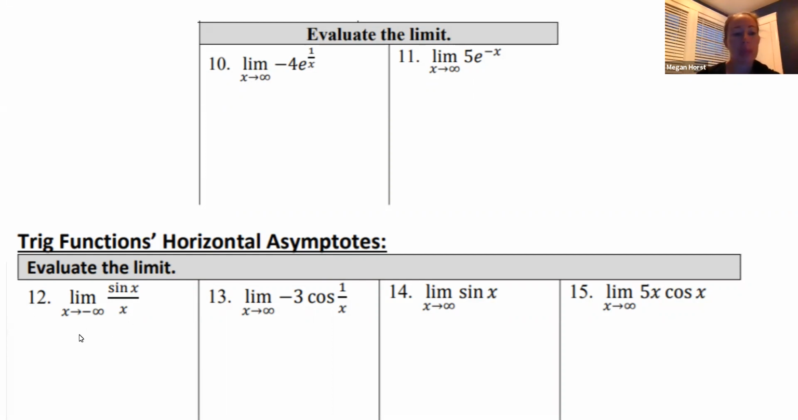So for this first example, we have the limit as x approaches negative infinity. So you need to think about, first of all, what's happening with our sine function as we go to negative infinity. So our sine function, we know, oscillates between -1 and 1. So even though we're going to infinity, that's still oscillating between -1 and 1. So this guy's going back and forth between -1 and 1.